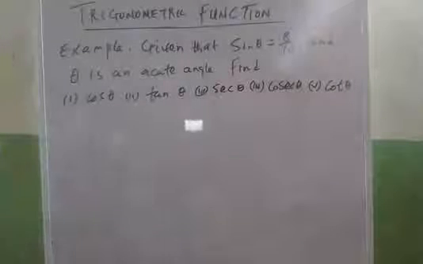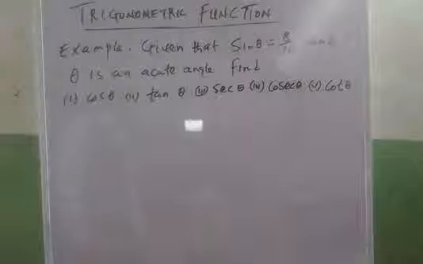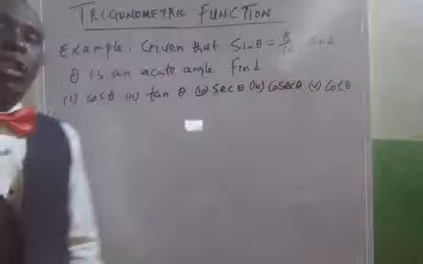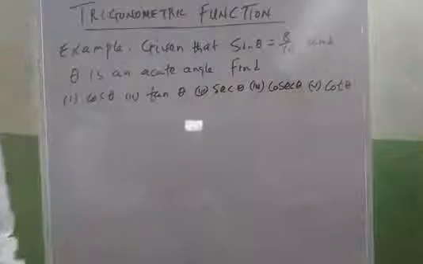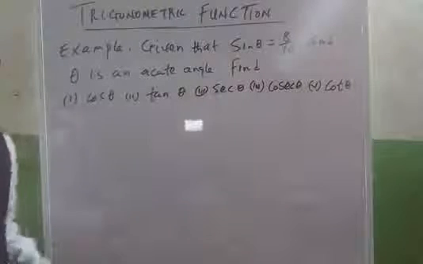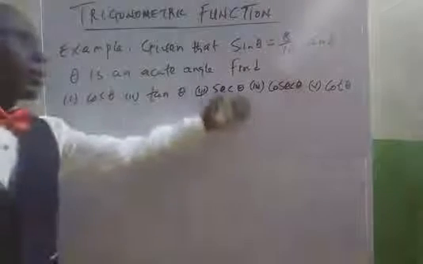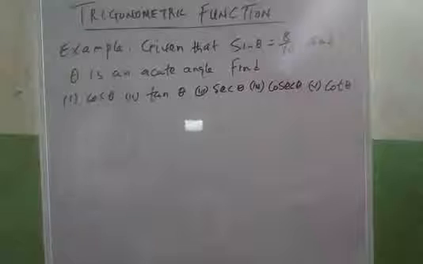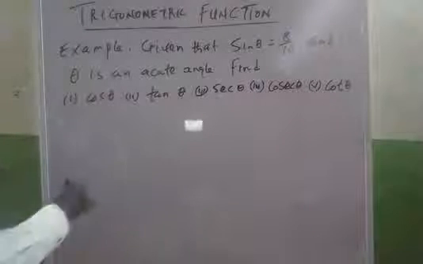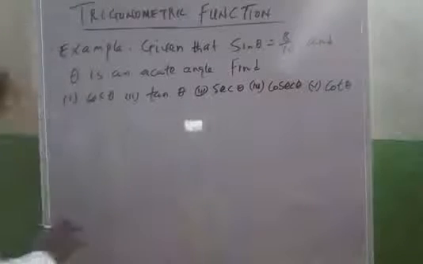Now let's look at this. Example 1. Given that sin theta is equal to 8 over 10 and theta is an acute angle. Acute angle means theta lies between 0 and 90 degrees. We are asked to find the value of cos theta, tan theta, sec theta, cosec theta, and cot theta. First of all, let's draw our right angle triangle.